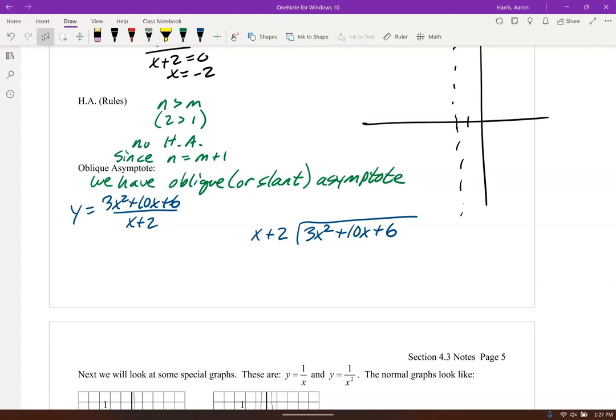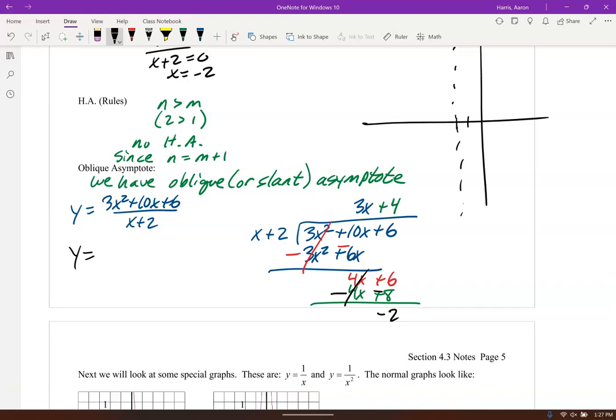x goes into 3x squared 3x times, go ahead and multiply it through, 3x squared plus 6x. Don't forget to change your signs. So we have 10x minus 6x is 4x plus 6. Now I'm matching the 4x. What times x gives me 4x? 4 does. 4 times x, 4x. 4 times 2, 8. Don't forget to change those signs. And we got a remainder of -2. So in other words, this is quotient, 3x plus 4, plus remainder over that divisor, x plus 2.